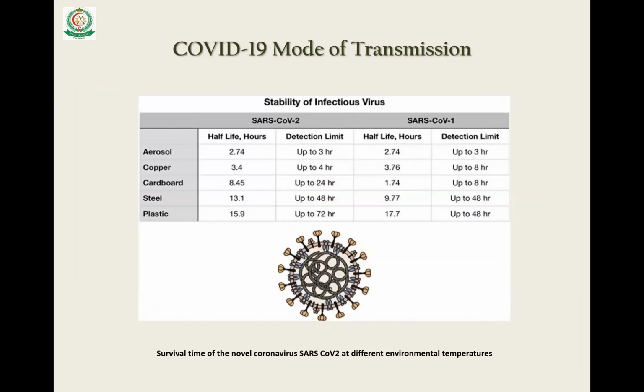So this table, you became familiar with this table. Different kinds of surfaces and materials show different stability of the virus on the surface. For example, on copper, the stability of the virus is up to 4 hours. On cardboard, up to 24 hours. On steel, up to 48 hours. While on plastic, it can stay there up to 3 days.